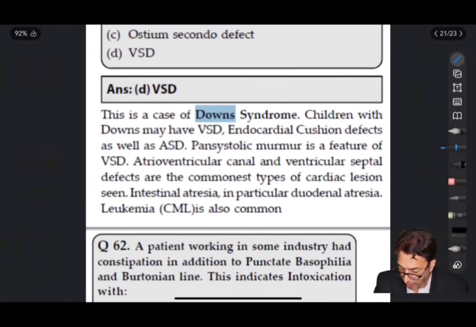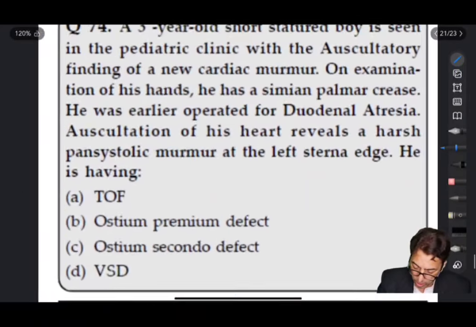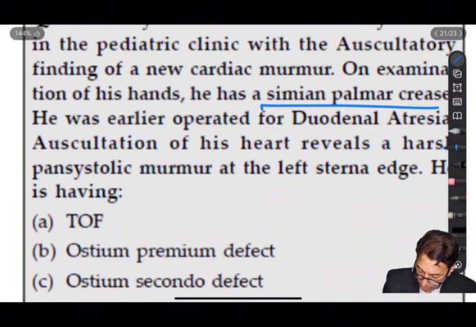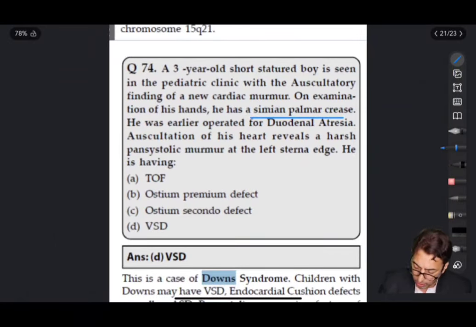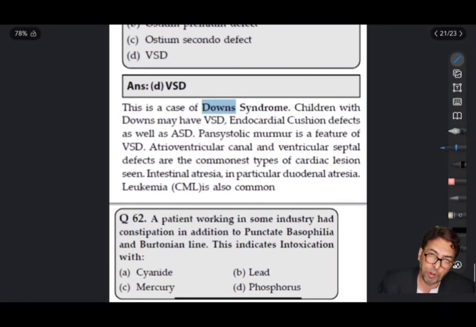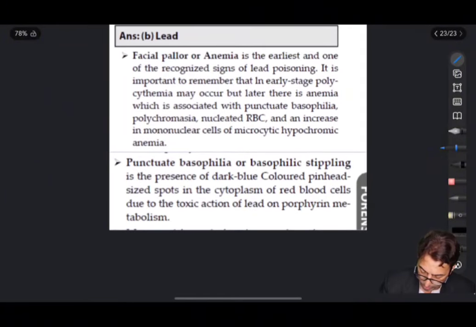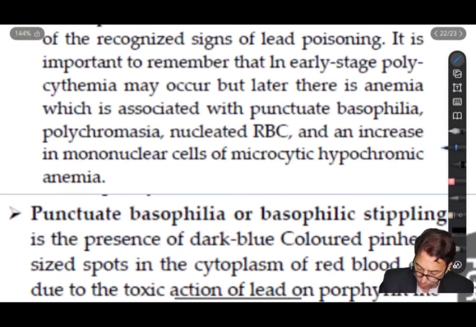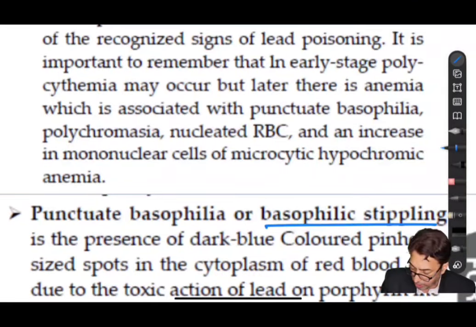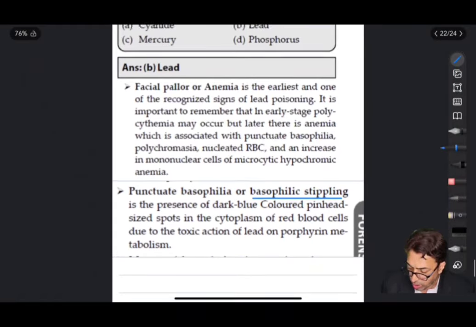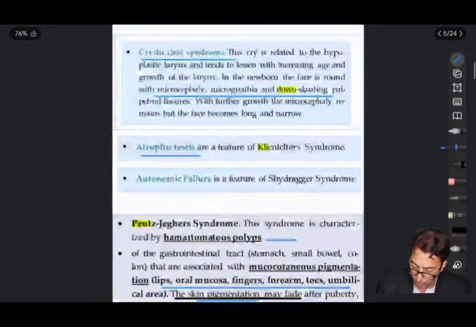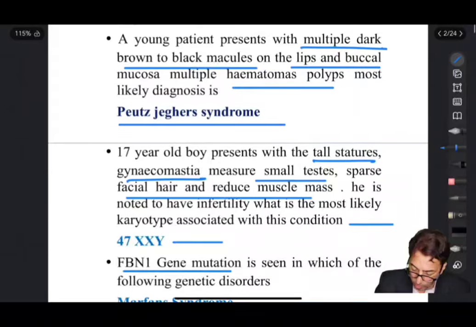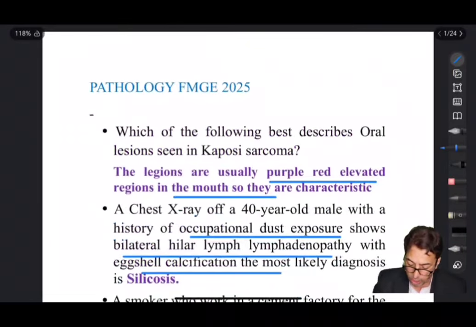Down syndrome, and again I told you Down syndrome is asked, and over here single palmar crease. I repeat it. I have given it in a different manner, but the thing is that once you have read the question and a good explanation, you will never forget. Never. Question number 74. Now, punctate basophilia. I repeat it, it was shown, and I repeat it again. So this is how we come to arrive at some of the questions which have been asked over here. These are the questions which have been asked.